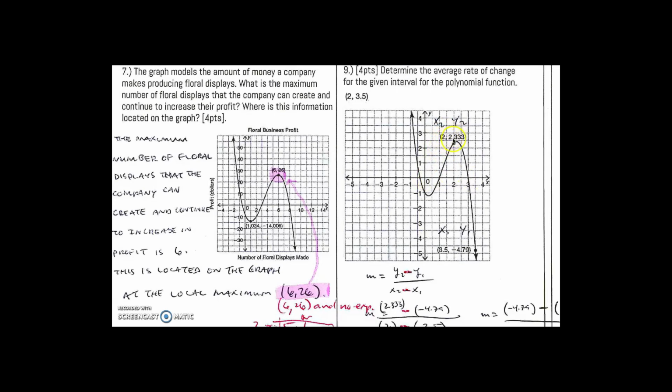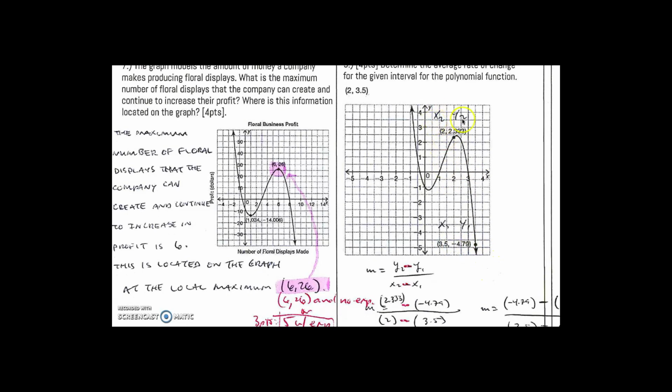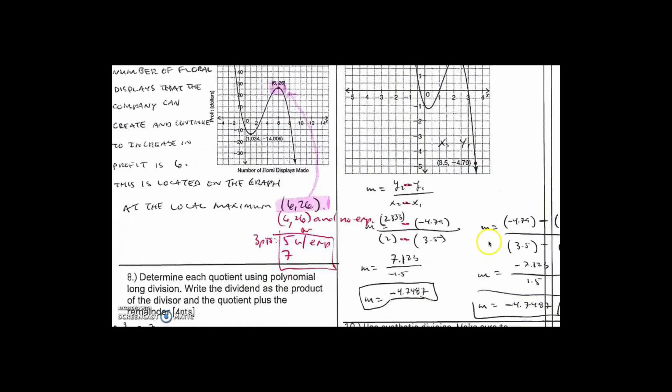This is your ordered pair that you're using at 2. And the second one is at 3.5. You can just go all the way down there, and it's 3.5, -4.79. Label my two ordered pairs, x2, y2, x1, y1. Write down my formula. Make sure you have that minus sign in red there. Substitutions in parentheses.